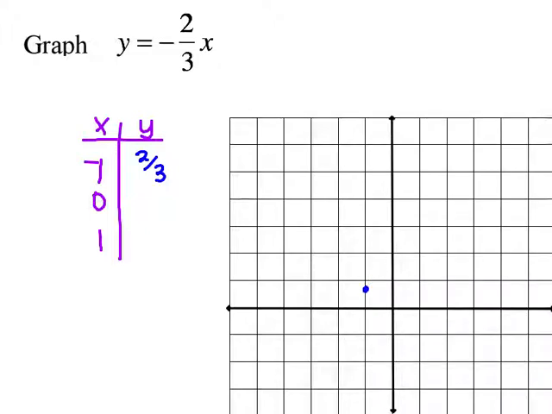If I plug in 0, what do I get? 0. What did we get on the last one when we plugged 0 in? Okay, all right, let's look at the next one. What do you get? Negative 2/3. Okay.